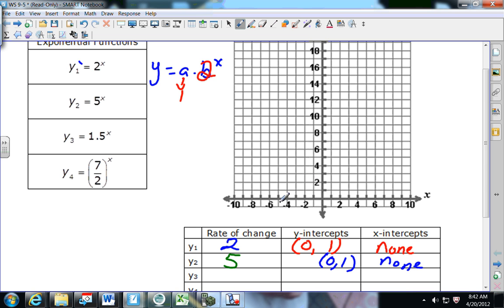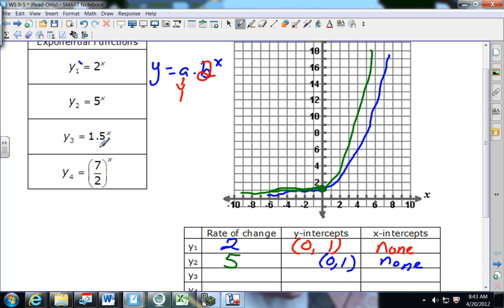So let's see. The first one, where I have my rate of change of 2X, it started here. It kind of went close down here to 0. And it went up. You could do this. Now, the one with the 5 on it, it still started right there at 1, but it increased steeper. So I'm having a hard time drawing here on this board.